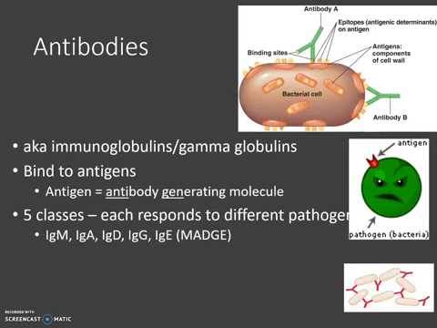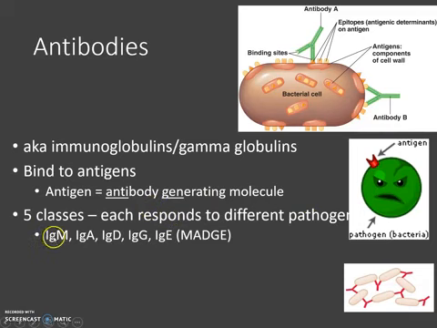Now, antibodies are also called immunoglobulins or gamma globulins, and an antibody is something that is able to bind to a specific antigen. So antibodies and antigens fit together like puzzle pieces or like a key in a lock. And the word antigen actually comes from antibody generating because it's a molecule that is able to generate the production of antibodies.